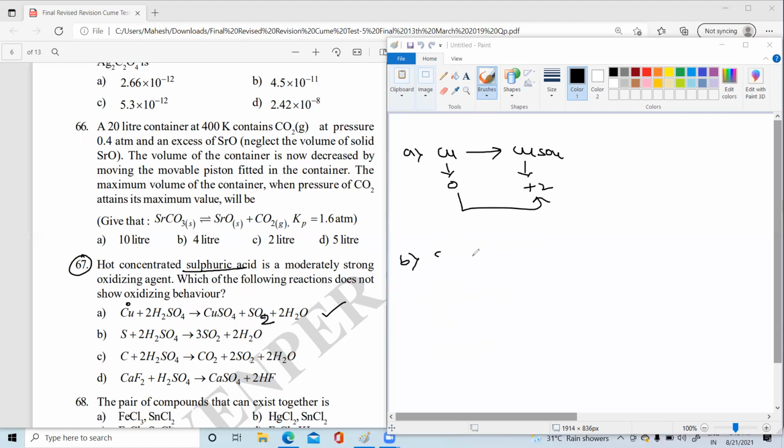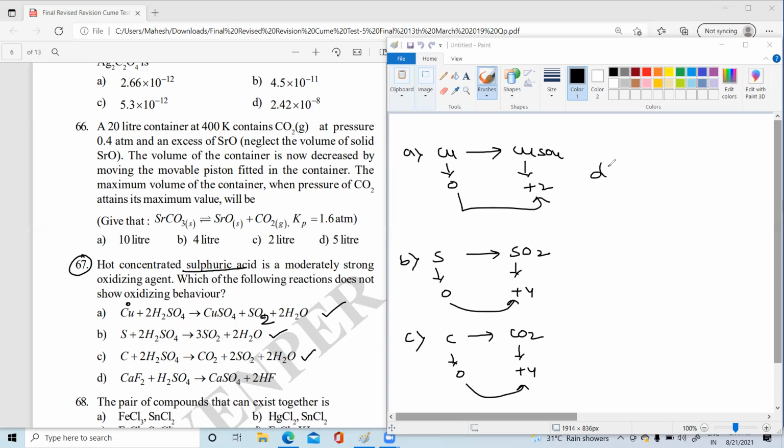In equation number 2, sulfur is converted to sulfur dioxide, students, so from 0 to +4 oxidation state. So this is oxidation, acting as an oxidizing agent here also. And in option C, carbon is converted to carbon dioxide, student. Here it is 0, and from 0 to +4 it is changing. So here also it is acting as an oxidizing agent.